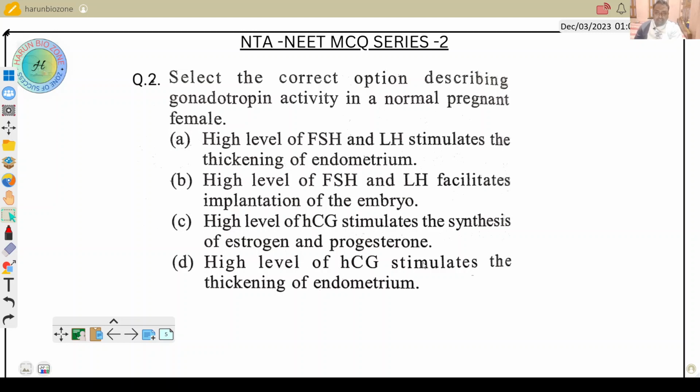And option D, high level of HCG stimulates the thickening of the endometrium. The high level of human chorionic gonadotropin stimulates the thickening of the endometrium. Here the right answer is C. When in the human female body the human chorionic gonadotropin level is high, that stimulates the secretion of estrogen and progesterone, and this estrogen and progesterone maintain the thickening of the endometrium wall.